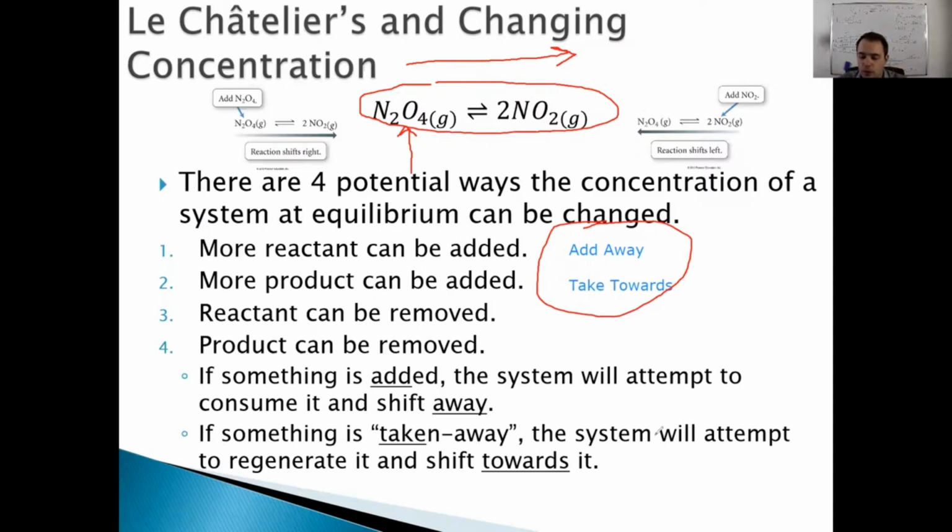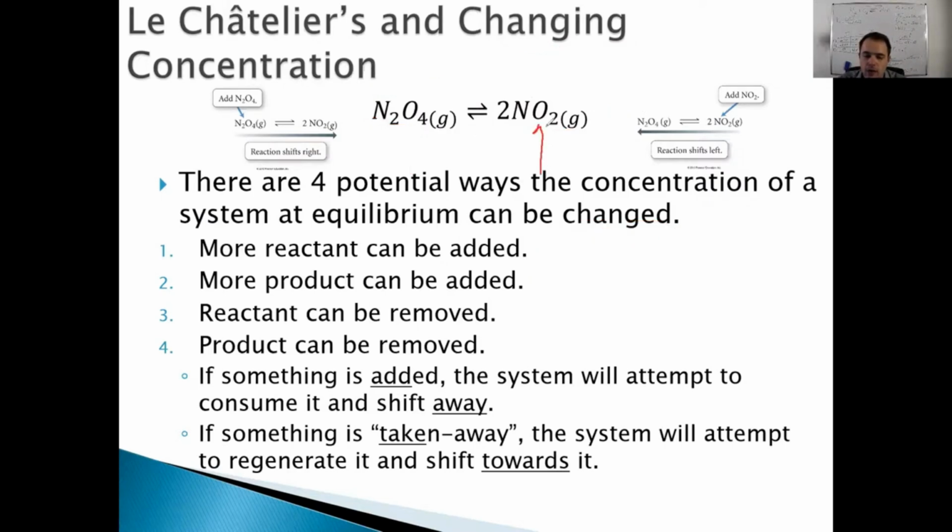Conversely, if I add a product, if this reaction was at equilibrium and I added more NO2, it would shift away towards the reactant side, and I would make more N2O4. Okay. Now you can also remove something. You can take something. When you take something, if I take N2O4, then the reaction shifts towards what was taken, and this reaction would actually shift left. You would make reactants and lose products. If I had a way to get in there and selectively take away NO2, then the reaction would shift to the right, because it would try and regenerate what I took.